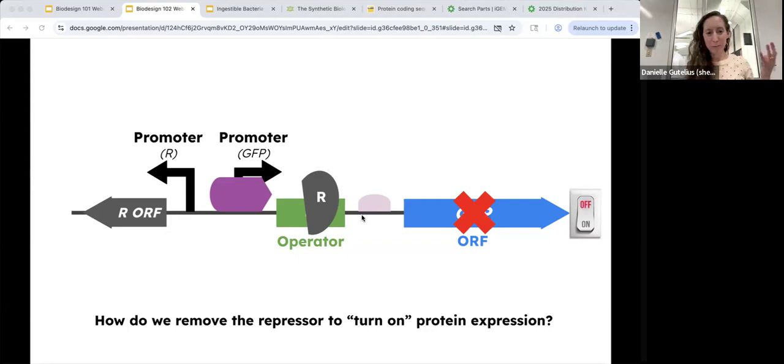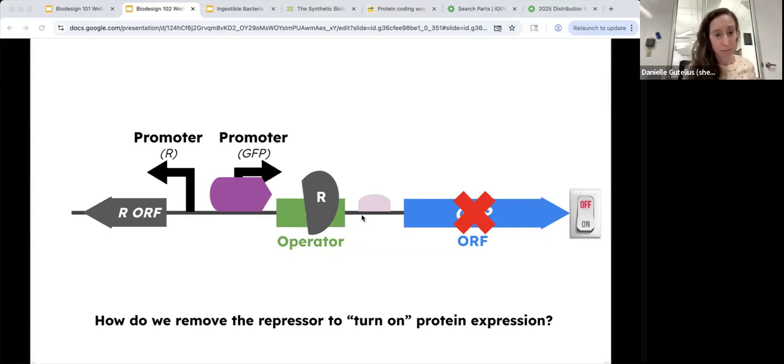But how do we remove the repressor to turn on protein expression? We don't want to block the GFP forever. We want to remove that repressor when our molecule is present, right? So we have these two genetic circuits right now, one that produces GFP and another that turns the GFP expression off.